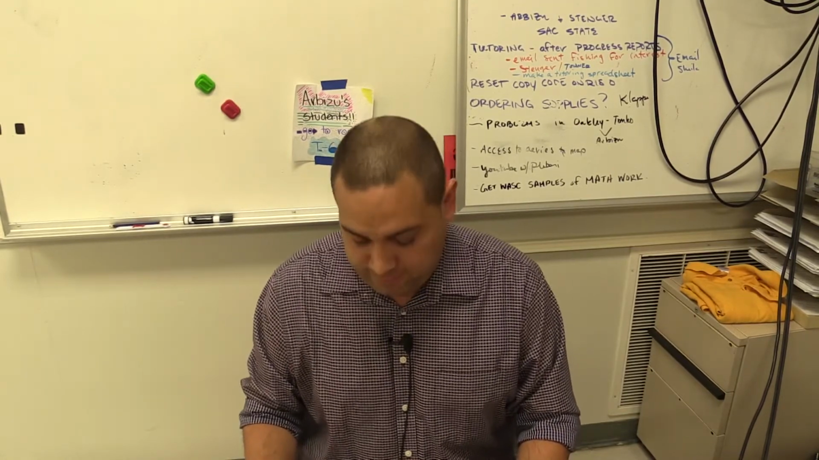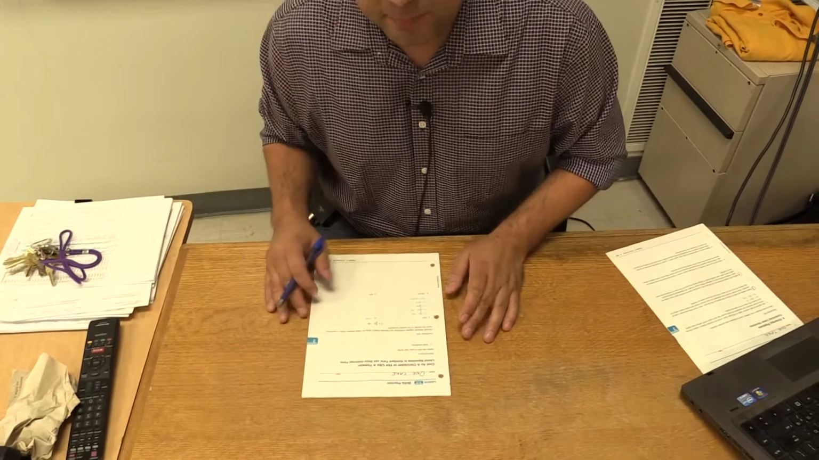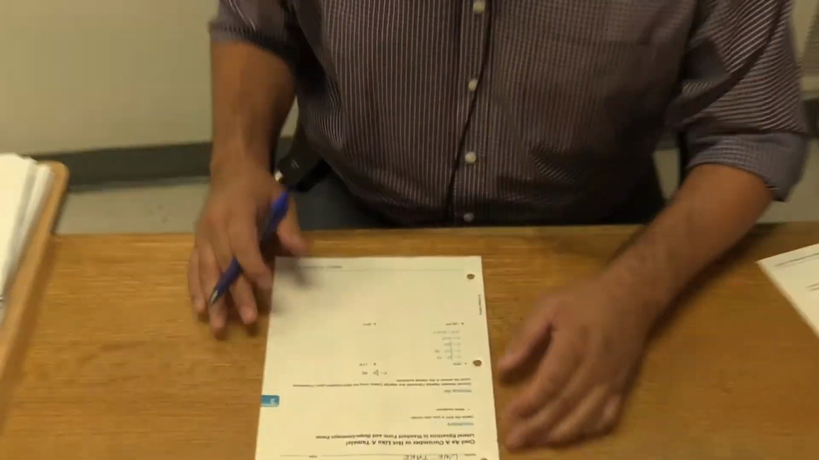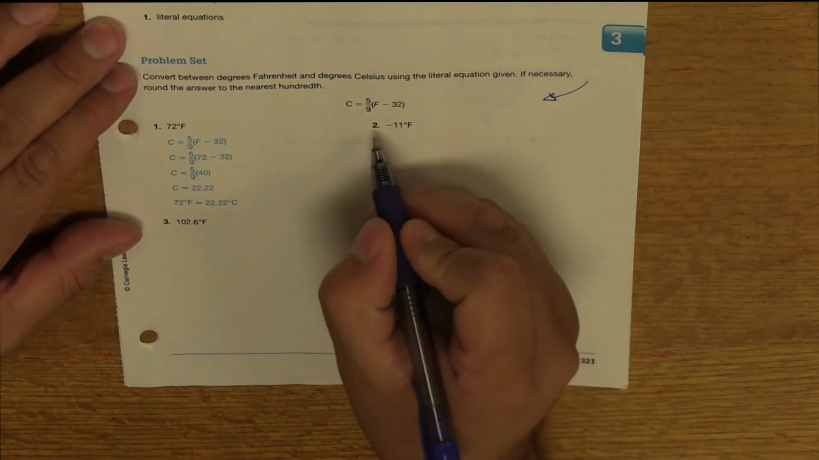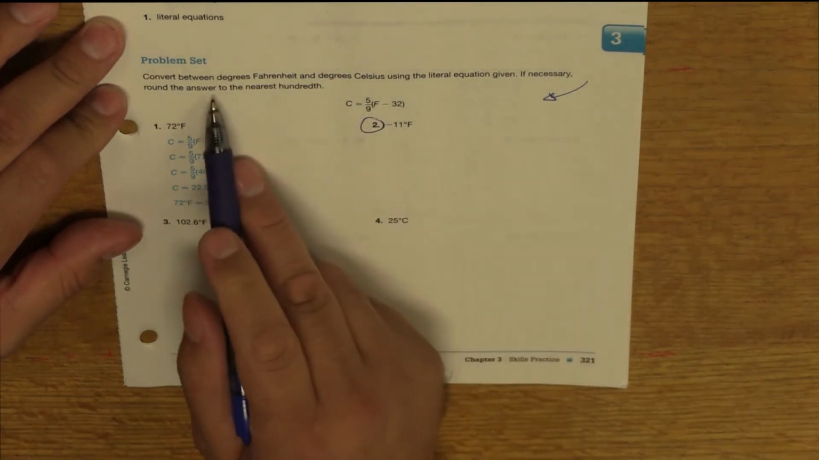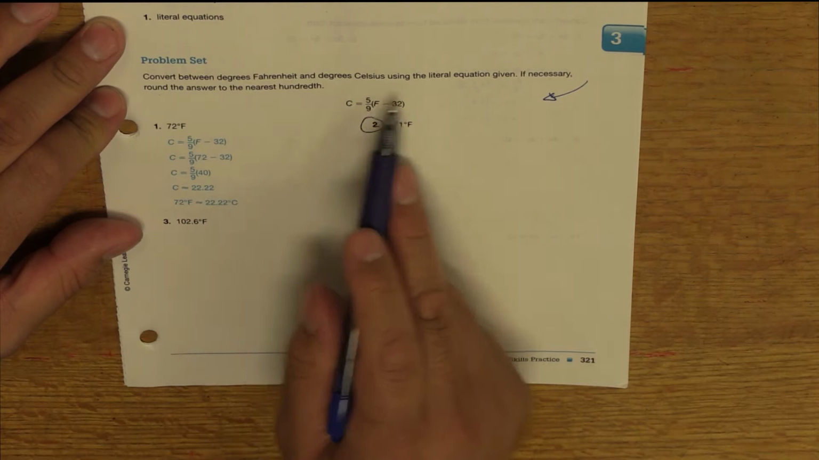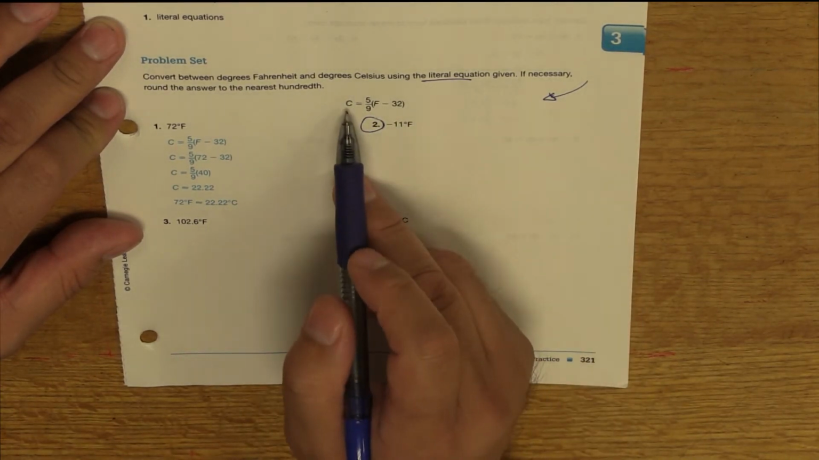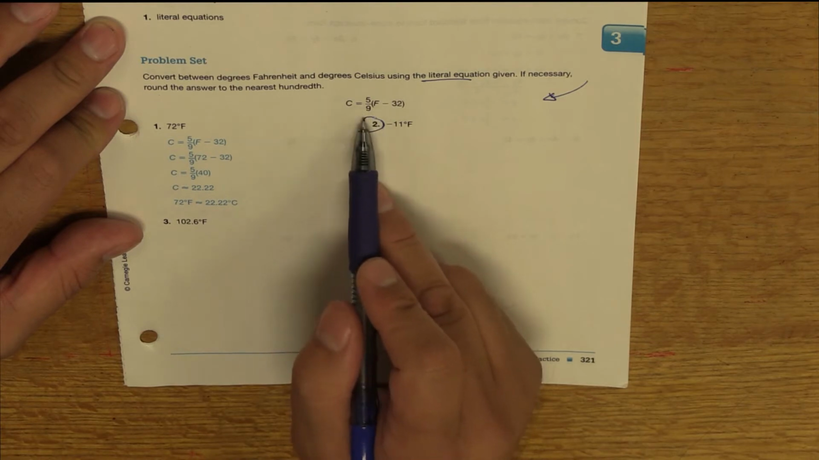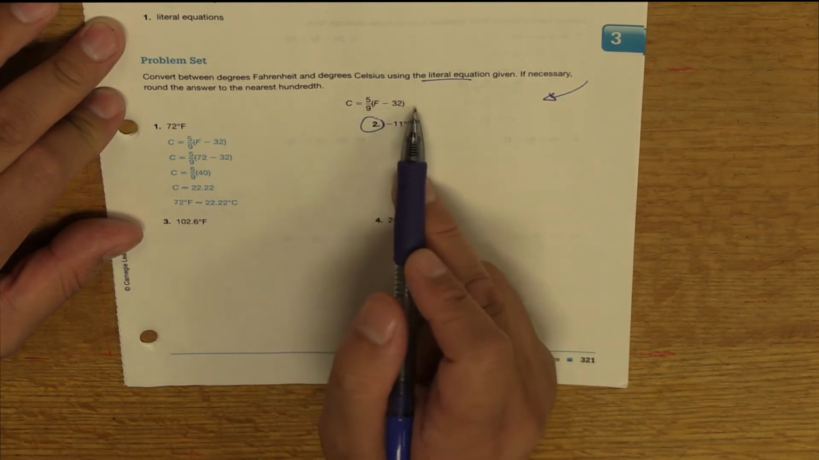Let's do some math. Okay, so first problem of the day, we're going to do number 2. It says we got to convert between degrees Fahrenheit and degrees Celsius using the literal equation given. What literal equation? They tell us that the Celsius is equal to 5/9 of the Fahrenheit minus 32.